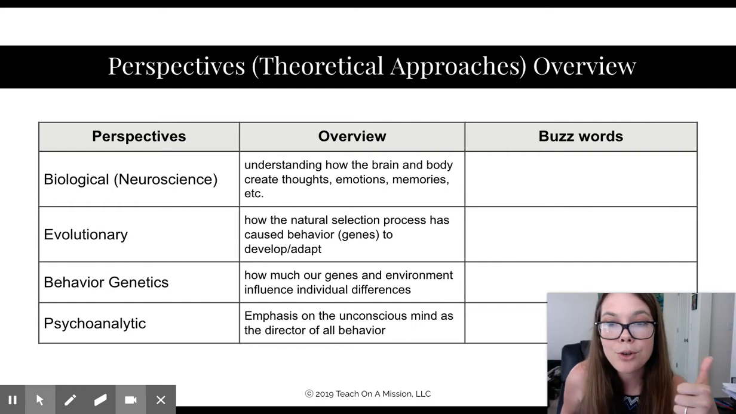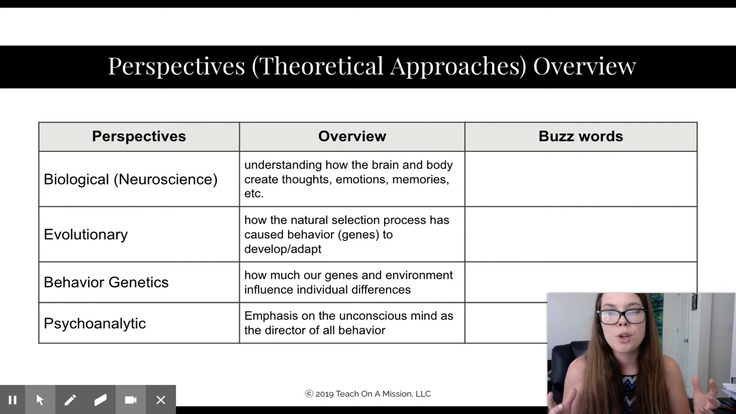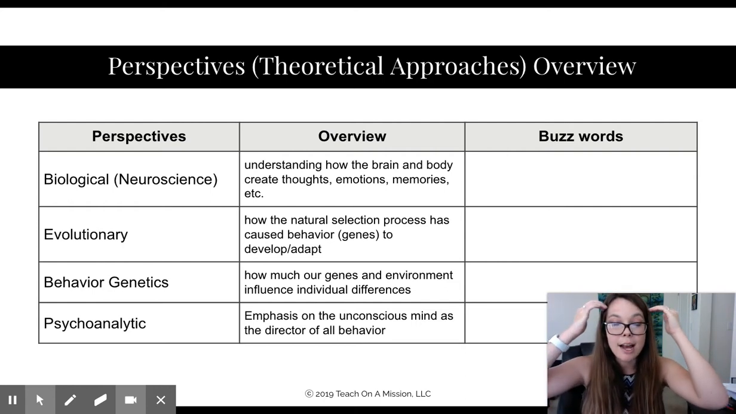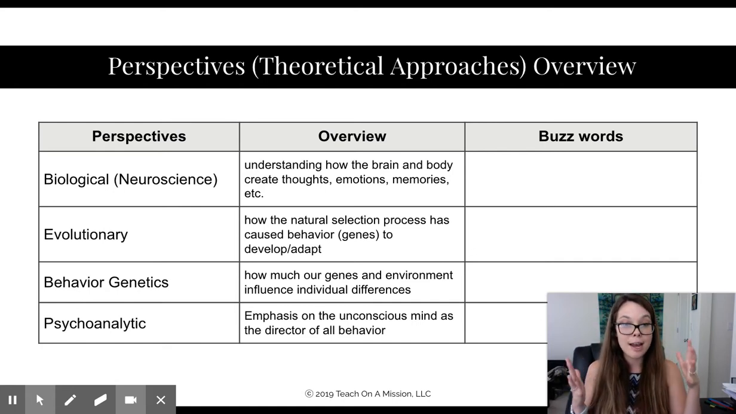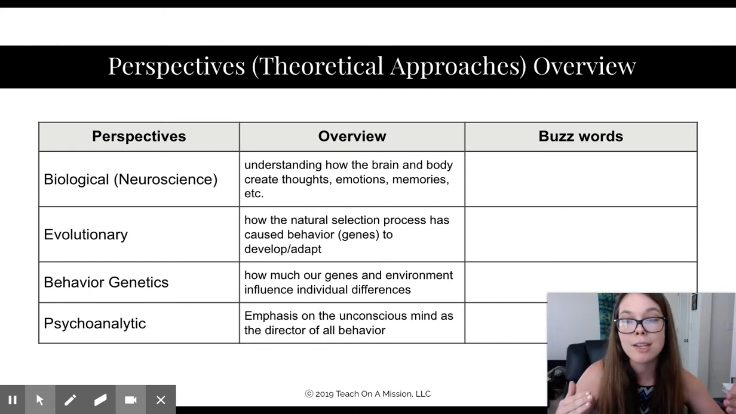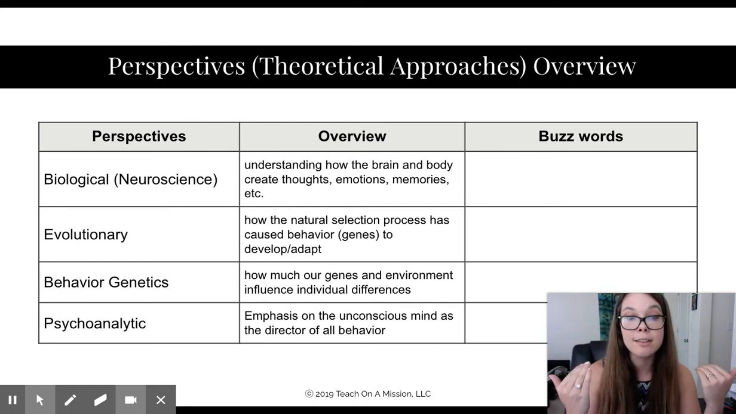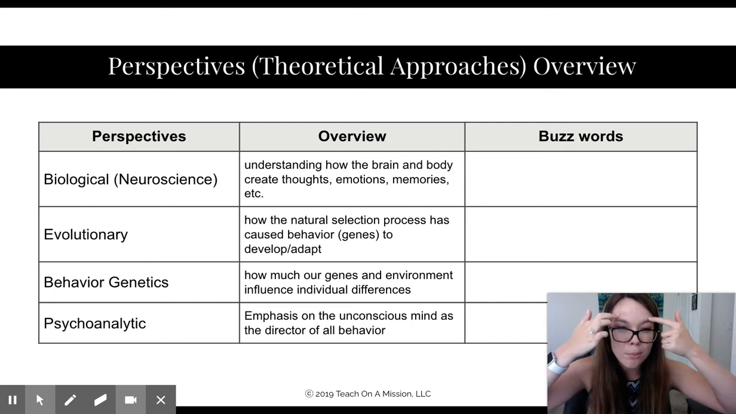So the biological perspective is understanding how the brain and the body create thoughts, emotions, and memories, and they want to know what is going on inside the brain chemically, right? So a buzzword, just saying, could be chemical imbalance, right? So again, here's Sally, our example person. If she is showing signs of depression, a biological point of view would say, I wonder how her brain chemistry is. That's how I would look at it, because through the biological view, we're looking at inside the brain.